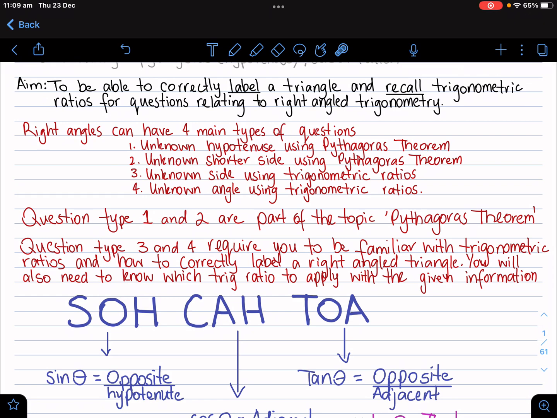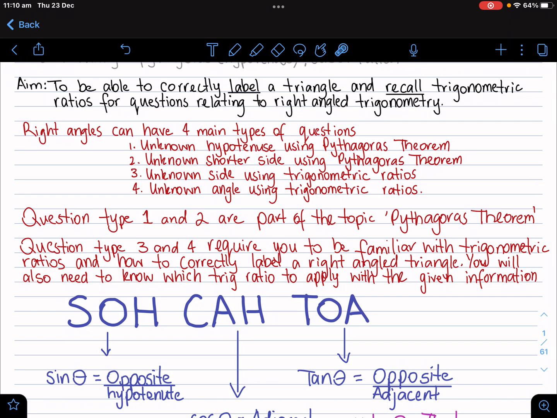The second type of question that you can receive is the unknown shorter side using Pythagoras theorem. And that's when you rearrange the c squared equals a squared plus b squared formula and you figure out a side that is not the hypotenuse. The third type of question you can receive is unknown side using trigonometric ratios, which we'll be doing in this video today, and unknown angles using trigonometric ratios, which we'll also be doing the initial stages of in this video today.